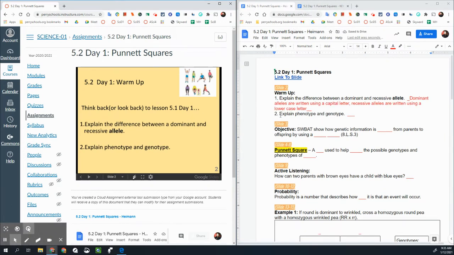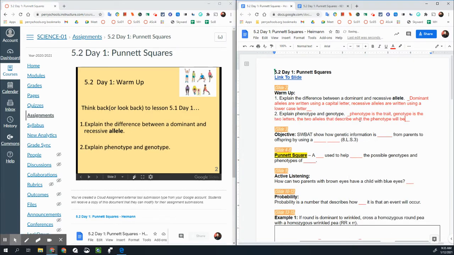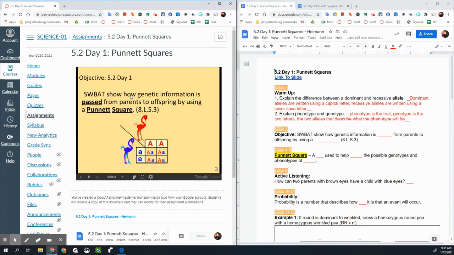See, the dominant alleles are written using capital letters. Recessive alleles are written using a lowercase letter. And the difference between genotype and phenotype: phenotype is a trait. A genotype is the two letters, the two alleles that describe what the phenotype will be. Move to the next slide.